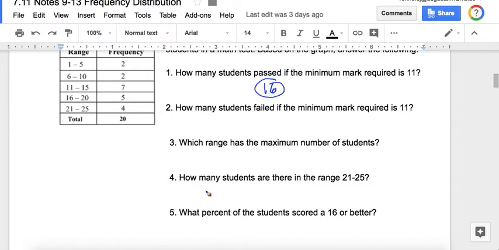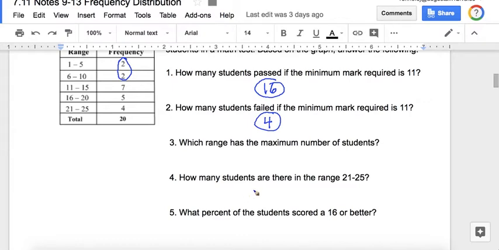Okay, because it said the minimum mark is 11. That means the lowest they can get in pass is 11. So I had to count all of them 11 or greater. Okay. How many students failed if the minimum mark required is 11? So anybody who got below 11 failed. So it's these two right here. So 2 and 2 is 4. So 4 students failed.